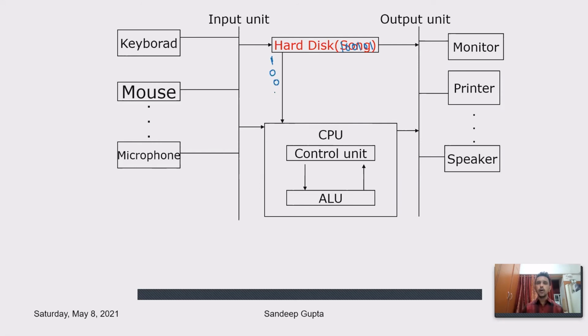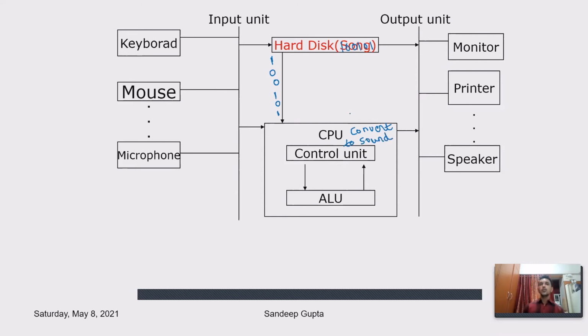So see, all these ones and zeros of the song, they go to the CPU. Now, in CPU, this P stands for processing. So what the CPU will do is, the CPU will convert ones and zeros to, can you take a guess to what? It will convert all the ones and zeros to sound.